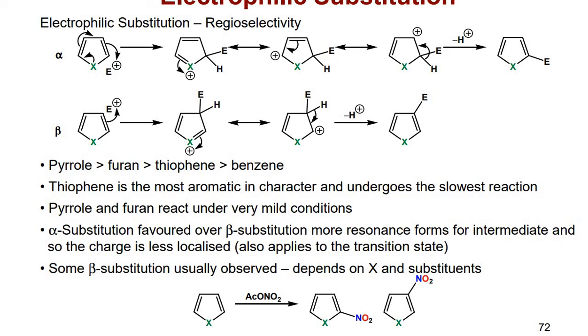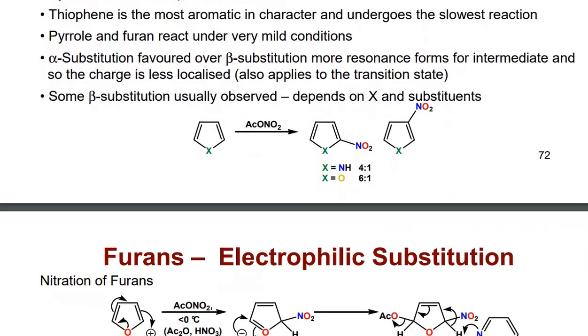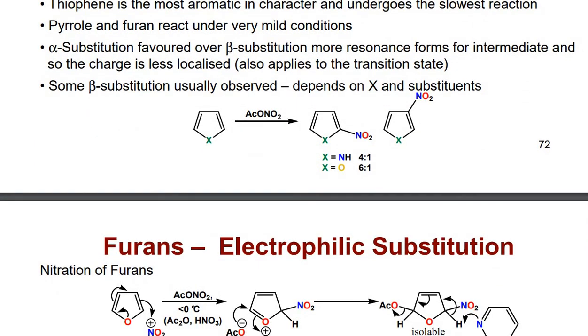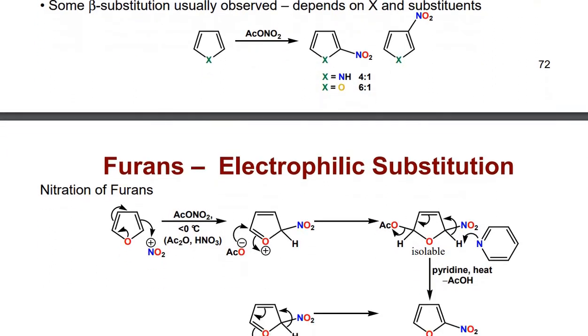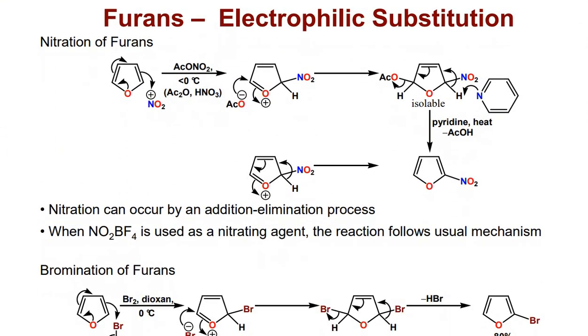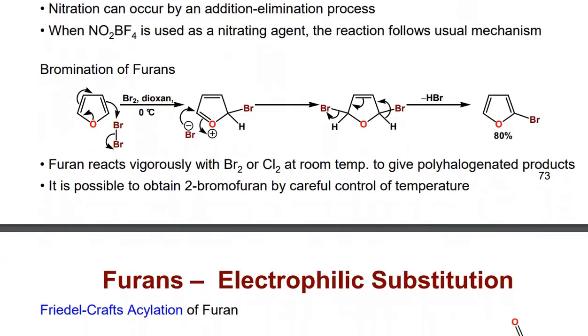over beta substitution. There are more resonance forms for the intermediate, and so the charge is less localized. This also applies to the transition state. Some beta substitution is usually observed, depending on X and substitution. Now look at the reactions. Already I have discussed a lot.